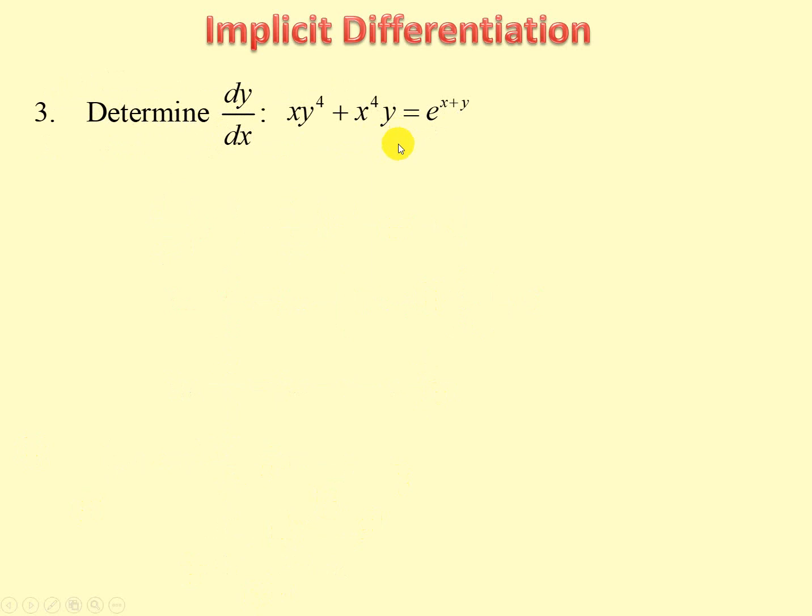Let's have a look at another one now. xy to the 4 plus x to the 4y equals e to the x plus y. I challenge you to make y the subject of the formula here. Let's do it by implicit differentiation. Once again, you don't have to write this step. You can go right to the next by differentiating each term.